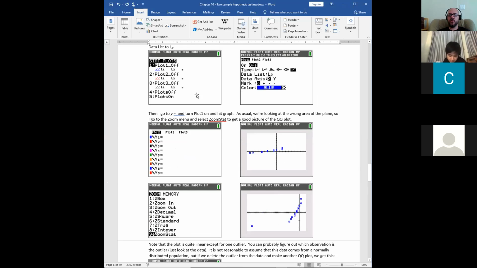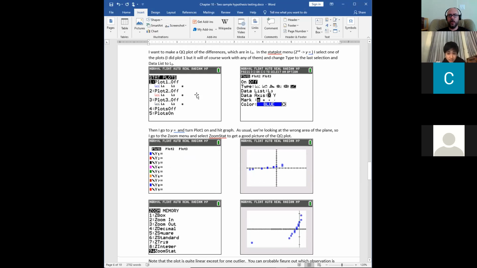Right, and so if you'd want to do a QQ plot on L3, just like we did for ANOVA. So same thing, right? So stat plot, choose QQ plot, make your data list L3, turn the plot on, graph it, zoom stat.